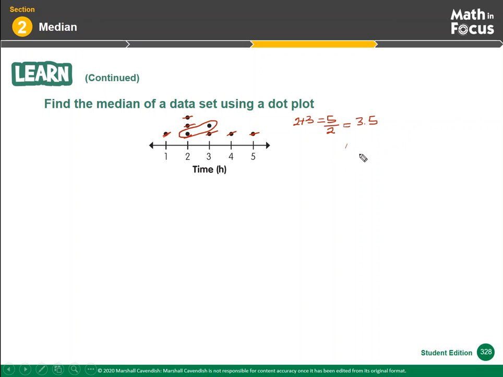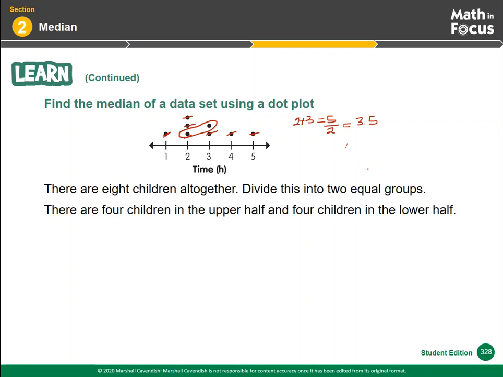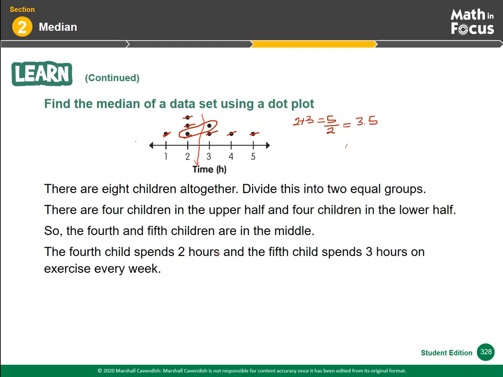All right, so next part here, let's look and see what we've got. All right, so we divided into 2 equal groups. There are 4 children in the upper half, 4 children in the lower half. And you could see that. You could draw a line right here between the 2, right? 4 here and 4 here. So 1 from each side. Okay, the 4th child spends 2 hours. The 5th child spends 3 hours on exercise every week.